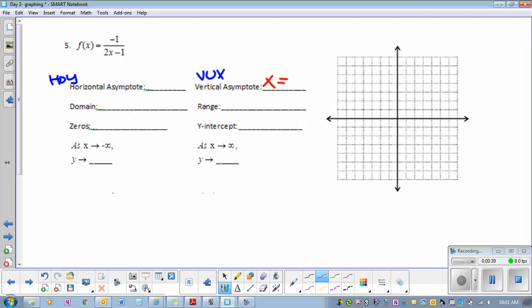Now, how do I find the vertical asymptote? I need to get everything from the bottom, the denominator of my fraction, make it equal to 0 and solve. So I have 2x minus 1 equals 0. Add the 1, and we have 2x equals 1. Divided by 2, so x equals 1/2.